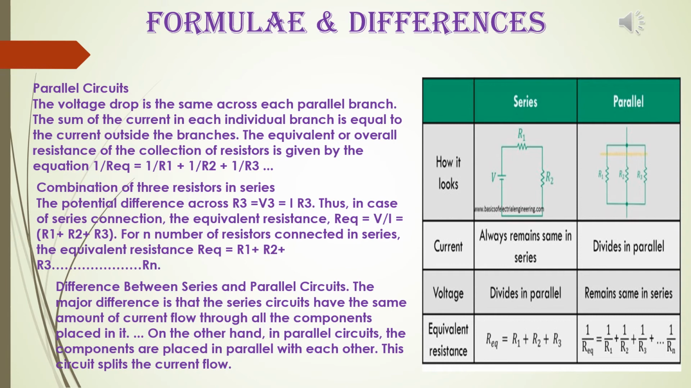Now the difference between series and parallel circuits. The major difference is that the series circuits have the same amount of current flow through all the components placed in it. On the other hand, in parallel circuits, the components are placed in parallel with each other. This circuit splits the current flow. Now see the diagram. In series combination, current, that is I, will always remain the same. But in case of parallel combination, it will be divided, that is I1, I2, I3, like this.